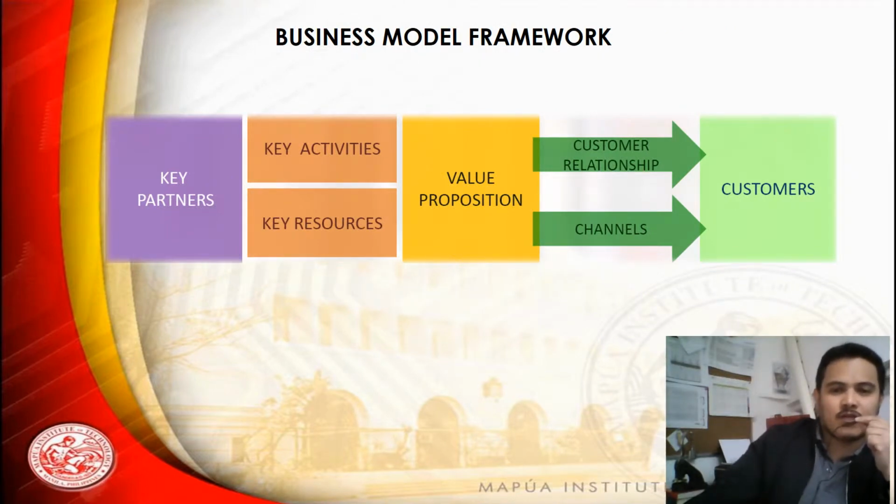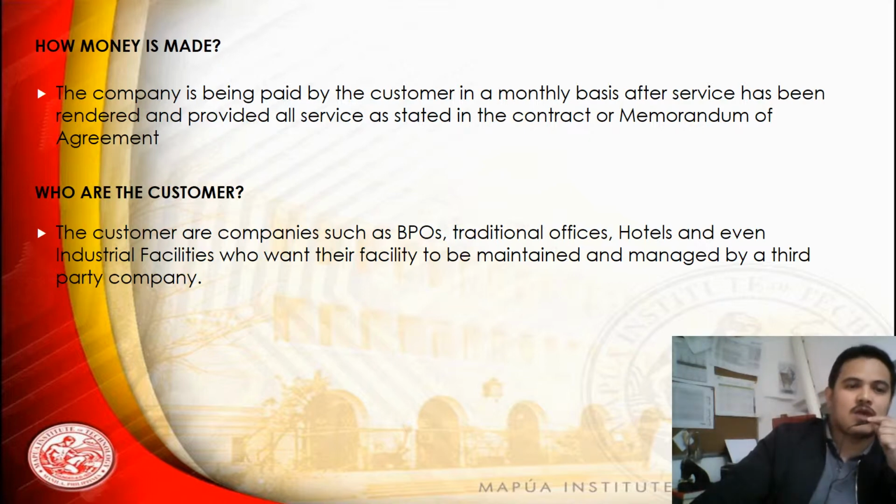This is the business model framework, where first the customers should be defined, up to the key partners. But what is a business model? The business model is the logic of how the company intends to make money. So the question to be answered is how the money is being made. The company is paid by its customers on a monthly basis after service has been rendered. It can be the service rendered as one function of the facilities manager, a function of only facilities management, or providing the whole structure as a service.